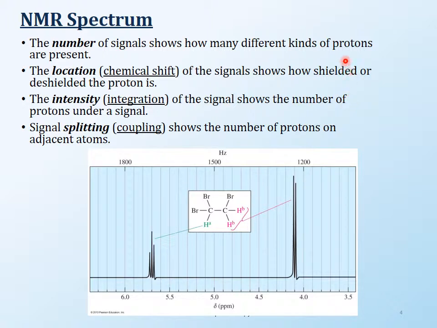You can find out the different number of protons, whether something is shielded or deshielded, how many protons you have, and then how they're attached to each of the carbons. So that is perfect and ultimate information that you can get from any kind of an instrument.